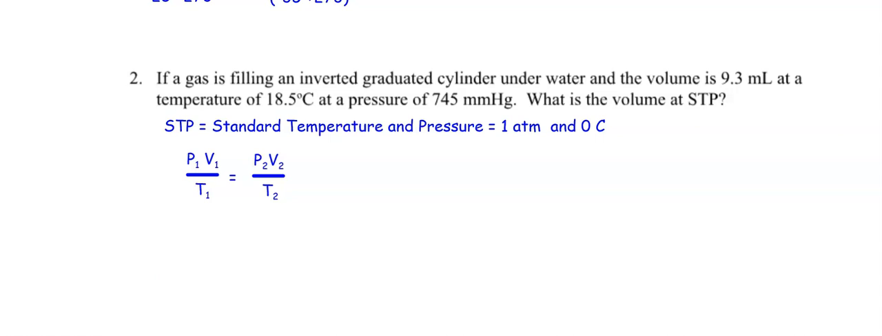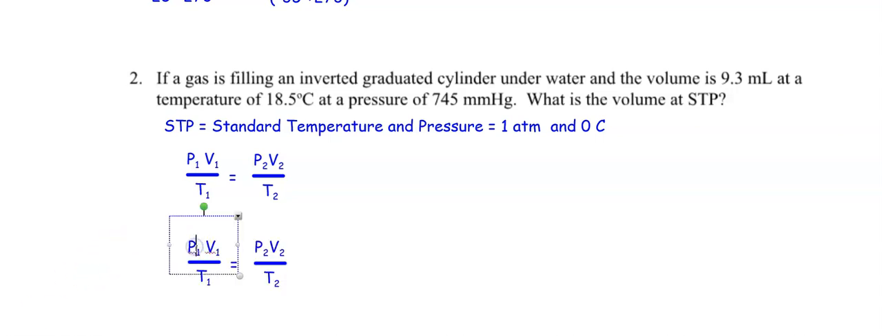So here we go. Here we have our equation. Why would I do this? Because everything's changing. My pressure changed from 745 millimeters of mercury to 1 ATM. My volume is going to change, that's what they're asking for, because the temperature also changed from 18 degrees to 0 degrees, all right? So let's check this out.